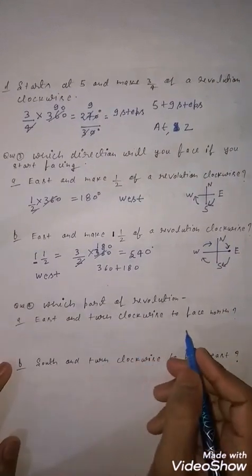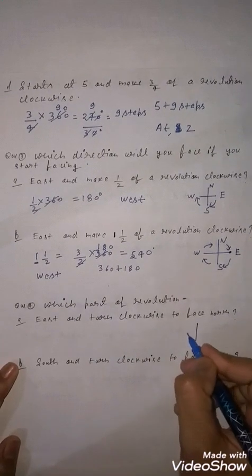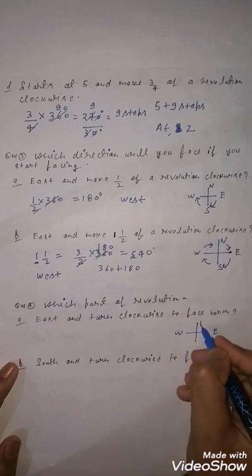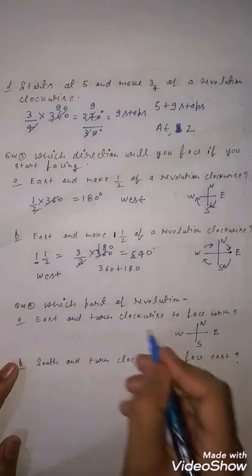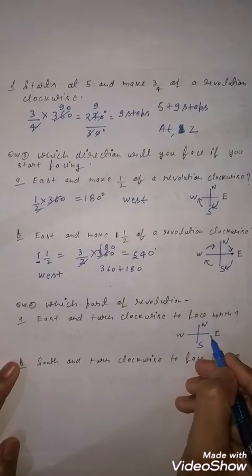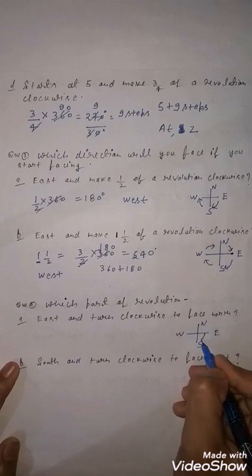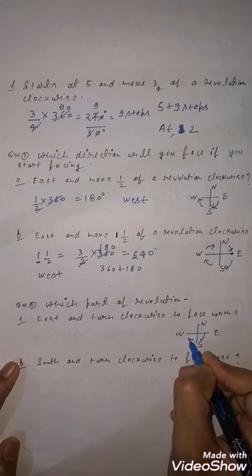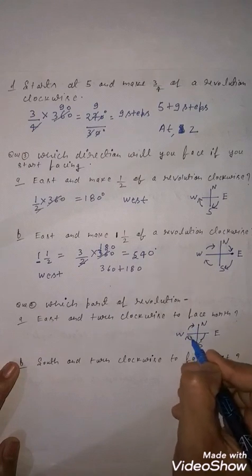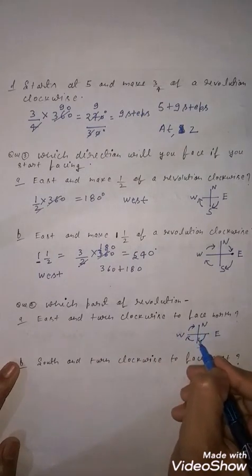East and turn clockwise to face north. Now let's do this question. Again east, west, north, south. What is given? East and turn clockwise to face north. So east to north you have to go. So this one is 90 degree. But this one is also 90 degree. This one is also 90 degree. So how many 90 degrees, students? Here east to north.